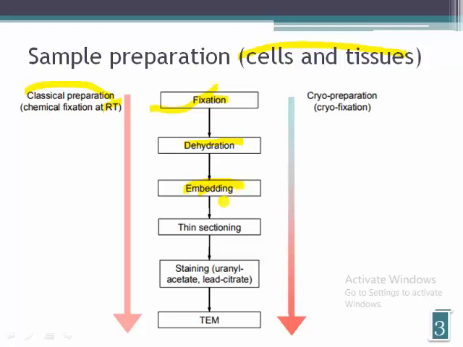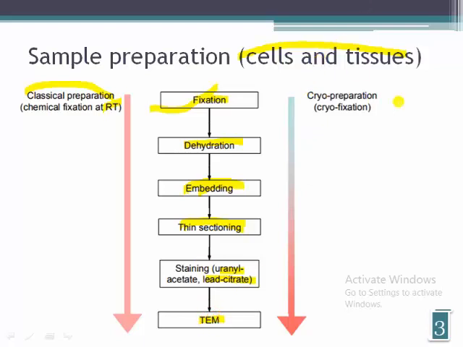After that, there is a step of thin sectioning. Means after embedding, we have to produce thin sections of our sample, and after that we have to stain our sample by using uranyl acetate or lead citrate. This is the last step. After that we can use our sample for imaging.